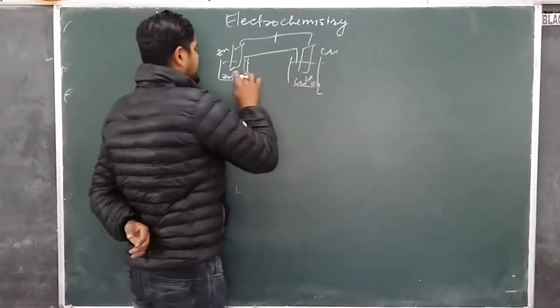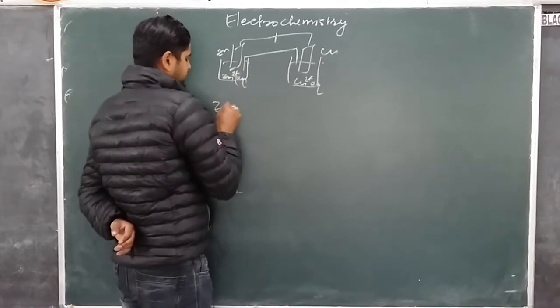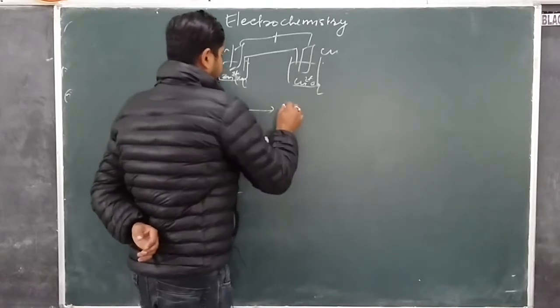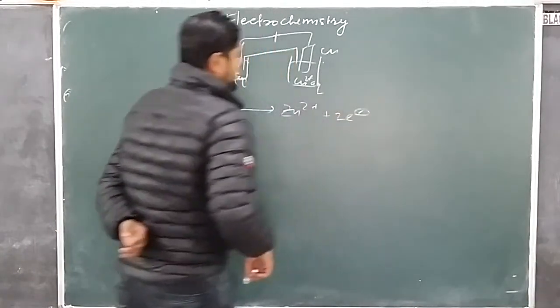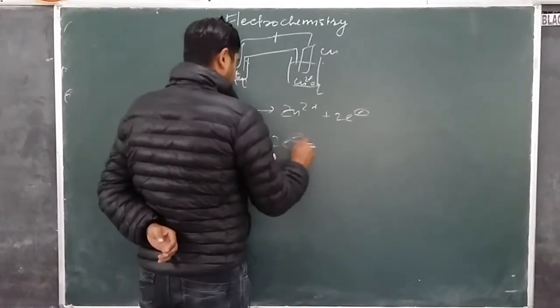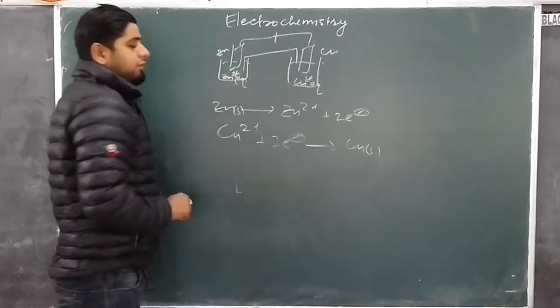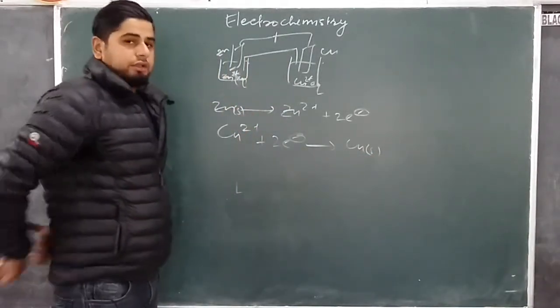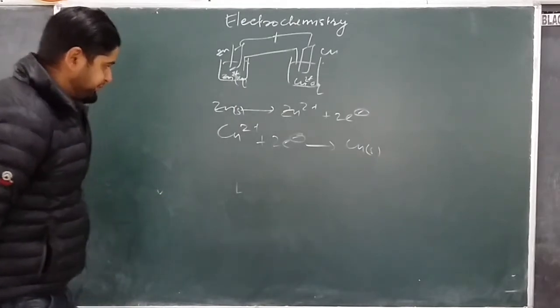In this case, what is happening here? Here, zinc is producing Zn2+ and 2 electrons. Yes or no? And here, Cu2+ is accepting 2 electrons to become solid copper. Yes or no? So what is happening here? Here, an oxidation reaction is occurring, and here a reduction reaction is occurring.